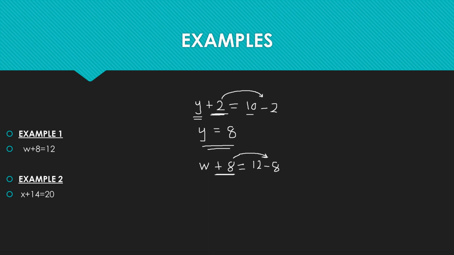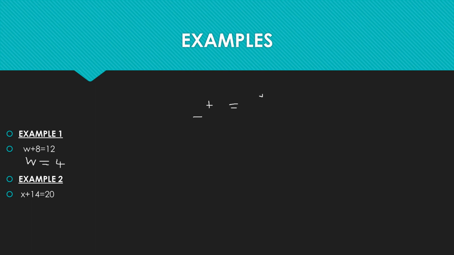So w, 8 has gone, so we remain with w alone. w is equal to 4, because 12 minus 8 is 4. So our correct answer here is w is equal to 4. That is our final answer. So that's how we work out such questions. We continue with the other examples. Let me rub here first before we continue.